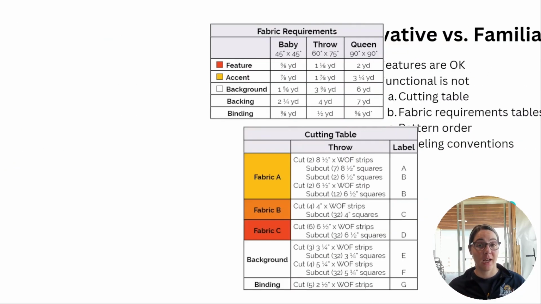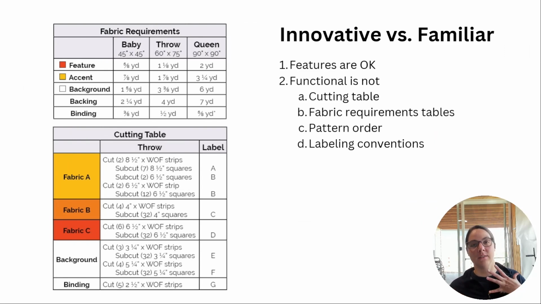Places I would not recommend being innovative are things that are a little more functional, right? So cutting tables and fabric requirements tables, you've got two really good examples of that on the side here. I've got some other videos that I will link below that explain the rationale behind why they're set up the way that they are. But these are things that look very similar across all patterns, and there's a reason for that.